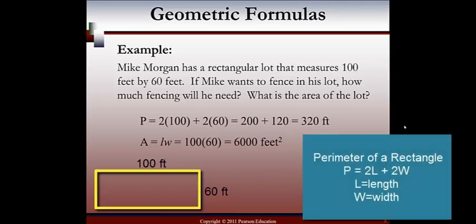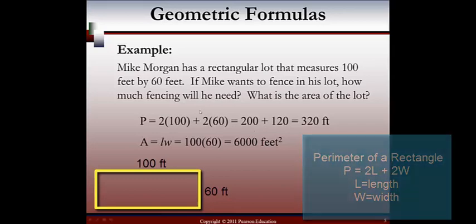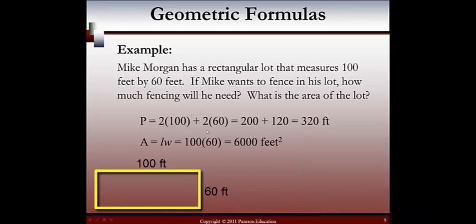So our perimeter for a rectangle is P equals 2L plus 2W. Our length was 100 feet and our width was 60 feet. So we plug those in, and we have 2 times 100 plus 2 times 60, and that equals 200 plus 120, so that equals 320 feet. So we're going to need 320 feet of fencing to put a fence around his lot.